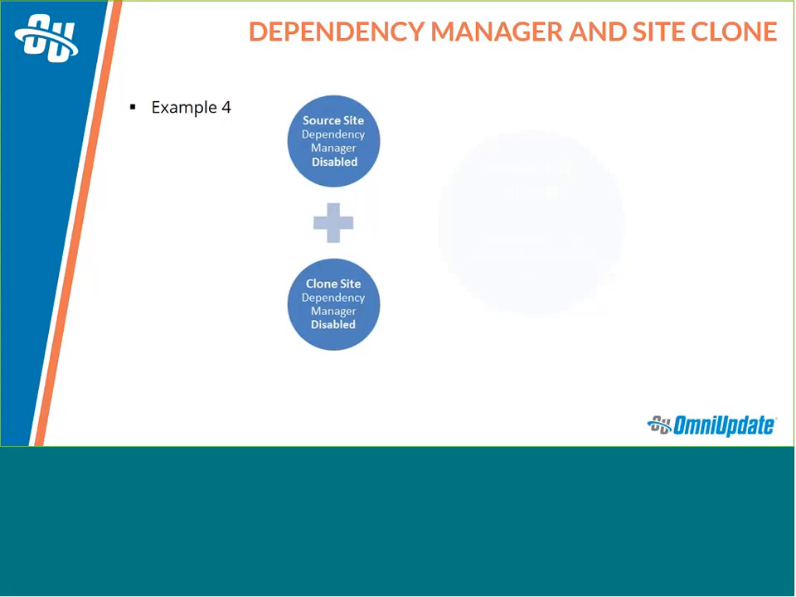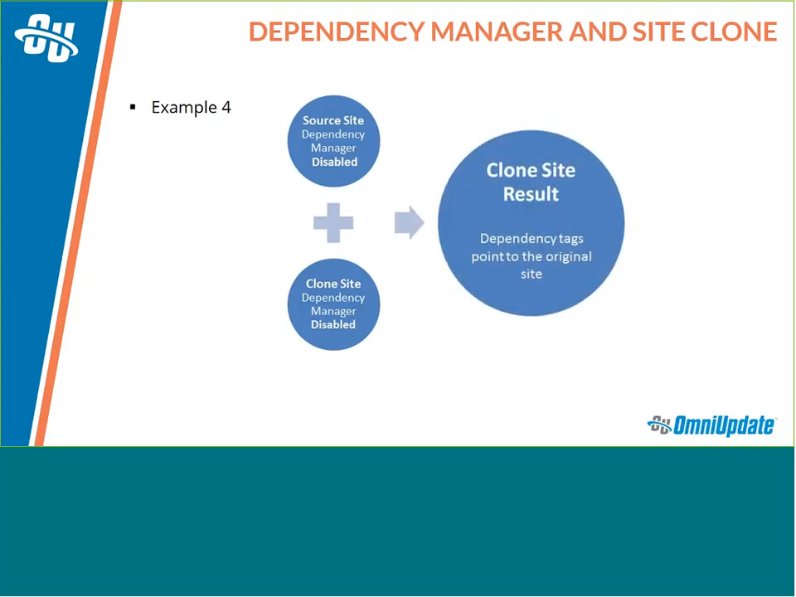So when you have any dependency tags that may have existed on the source site before you disabled Dependency Manager, those are going to point to the original site because you really did not change anything at all. It was a literal copy-paste essentially there. So when you have that, be aware if you had any Dependency Manager tags in your source site before you disabled them, it's going to do a true copy when you have both disabled for Dependency Manager there. So it's something to just keep in mind when you're using the site clone.